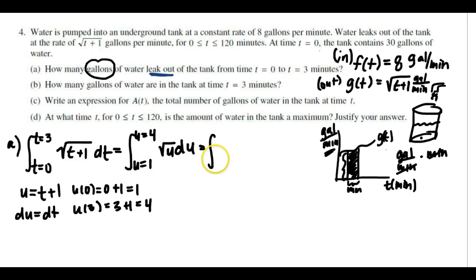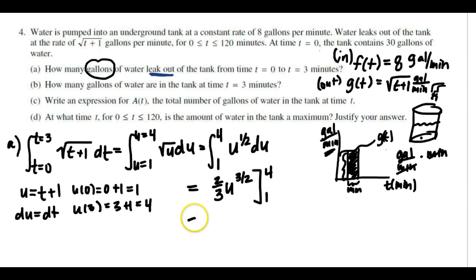So this definite integral, I'll drop the u's and the limits, goes from 1 to 4 of u to the 1/2 du. So now I find the antiderivative of u to the 1/2, so u to the 3/2 times 2/3, and then I substitute in 1 and 4. So if I substitute in 4, I get 2/3 times 4 to the 3/2 minus 2/3 times 1 to the 3/2.